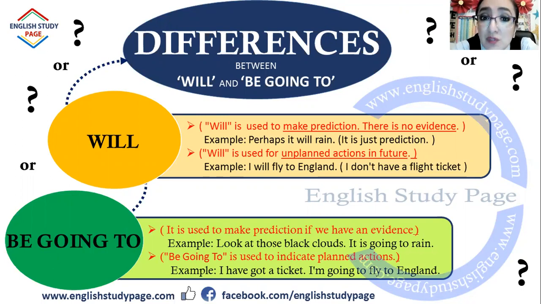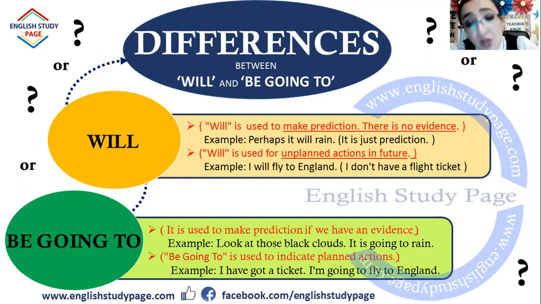Will is used for unplanned actions in the future. Okay, example: I will fly to England. I don't even have a flight ticket. I'm thinking, I'm dreaming about that. It is something that is unplanned.